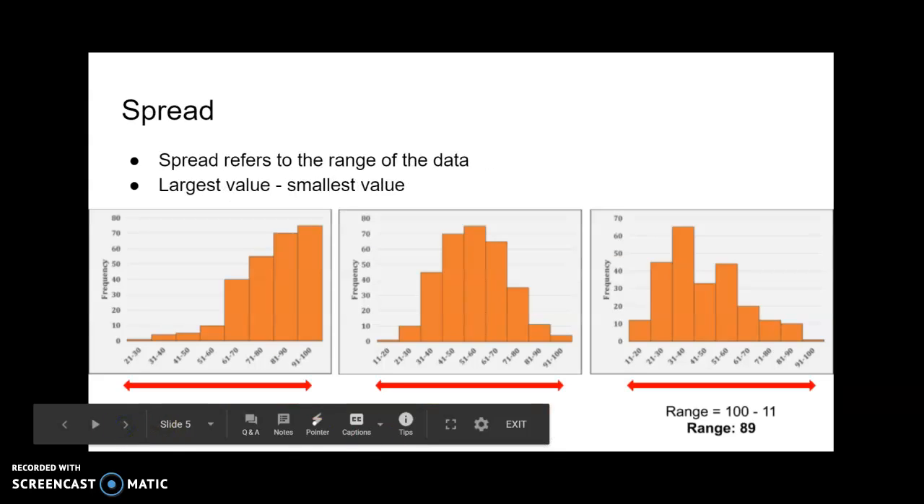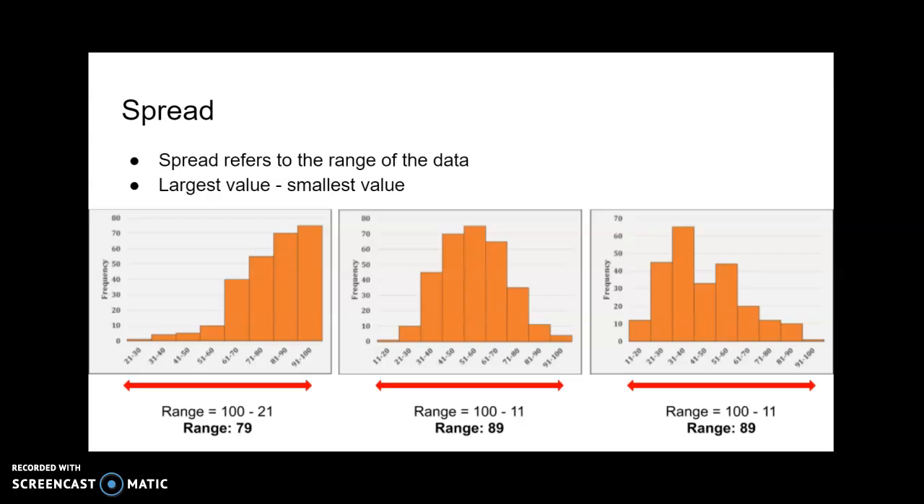Okay, and then our last thing that we're going to talk about today is the spread of the data. Spread of the data refers to the range of the data, and we can calculate this by taking our largest data point and subtracting our smallest data point from that. So in this first graph, it looks like our data is ranging from 21 to 100. So to calculate the range, I'm going to do 100, or my largest data point, minus 21, which is my smallest data point. So my range for that first histogram, or for that first data set, would be 79.